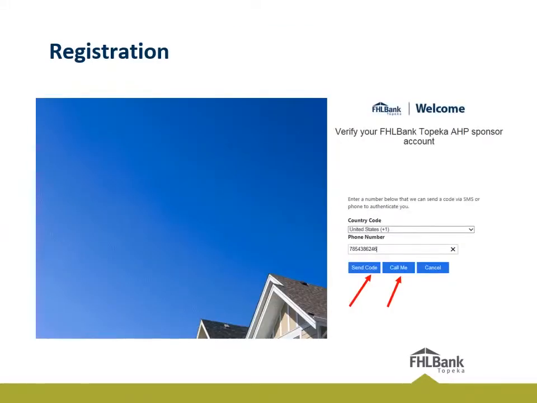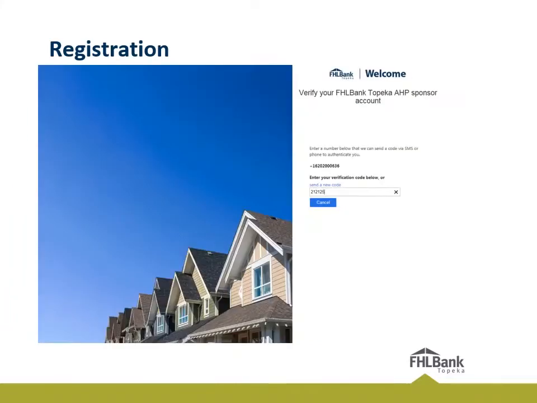Next, you'll verify your phone number. If you're using a cell phone, you can select Send Code to have the code sent to you in a text message. If you're using a landline or would rather receive a call on your cell phone, select Call Me. Follow the prompts in the call to verify your phone number. If you selected Send Code, this screen will be next. It'll ask you to enter the code you received via text message.